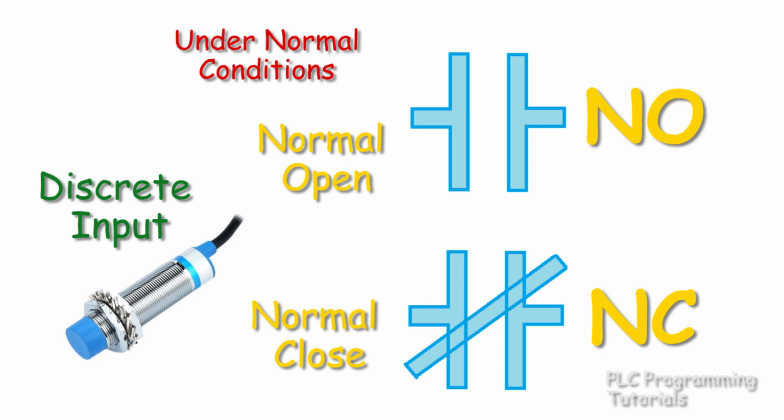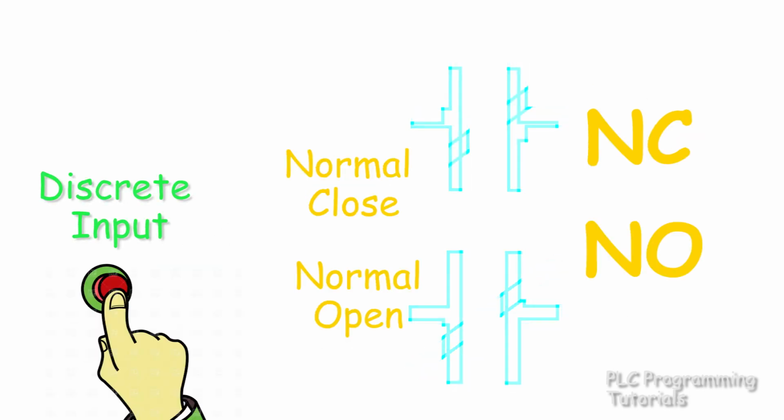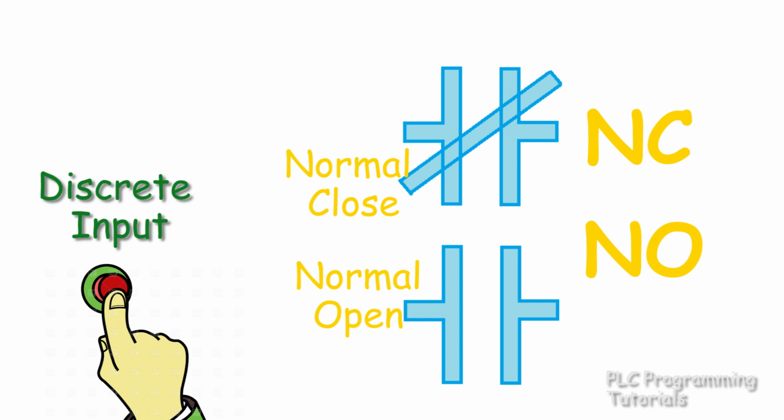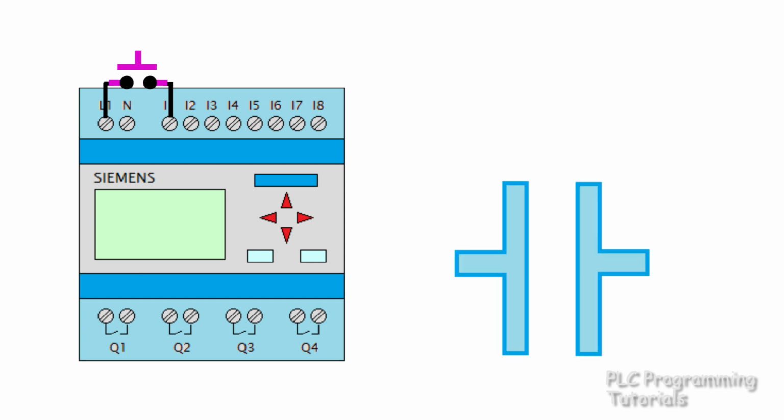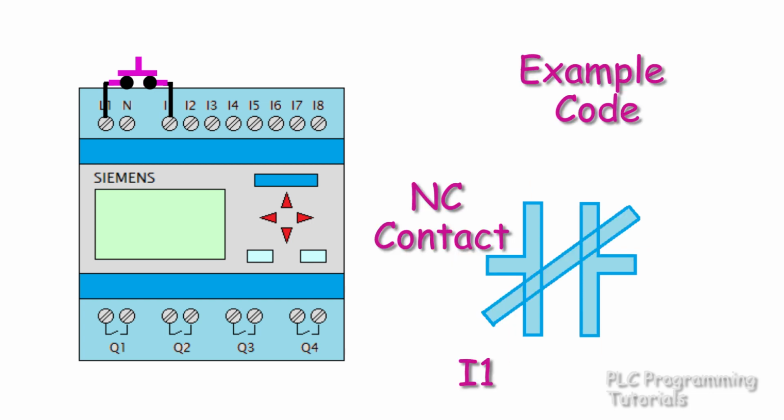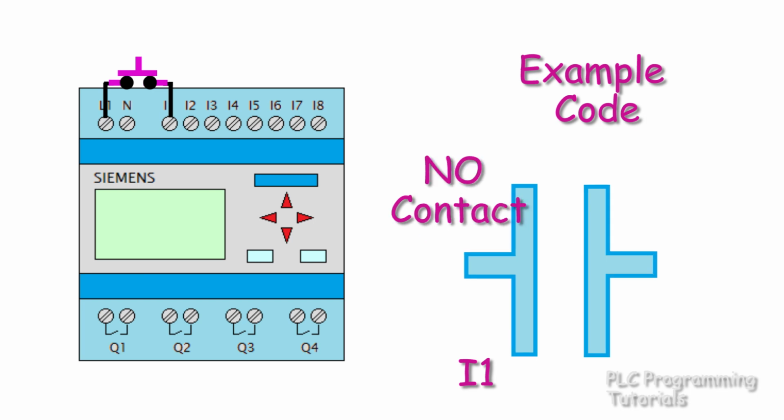This means that when the input is not energized, the states will be the ones that are defined. However, when the input is energized, the status of this contact will change. Let's understand this in the form of an animation. Suppose we have connected one open switch to input 1 of the PLC. If we connected it as a NO contact in the code, the NO contact becomes NC when the switch is closed. Similarly, if we connect an open switch to an NC contact, it will change to NO contact when we close the switch.